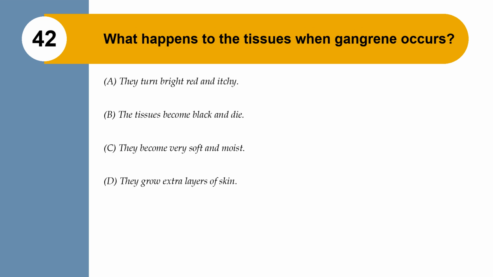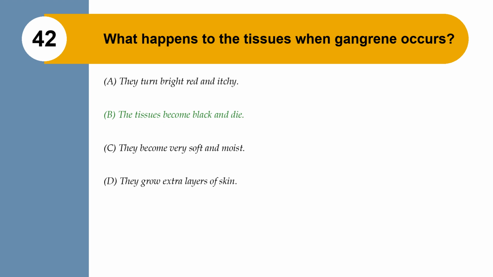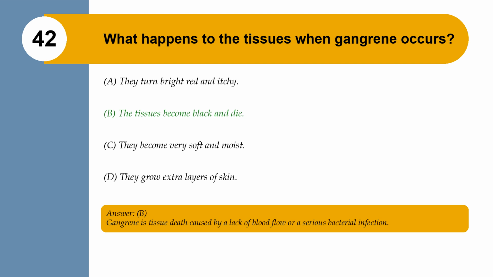Question 42. What happens to the tissues when gangrene occurs? Option A, they turn bright red and itchy. Option B, the tissues become black and die. Option C, they become very soft and moist. Option D, they grow extra layers of skin. The correct answer is option B. The tissues become black and die. Explanation. Gangrene is tissue death caused by a lack of blood flow or a serious bacterial infection.